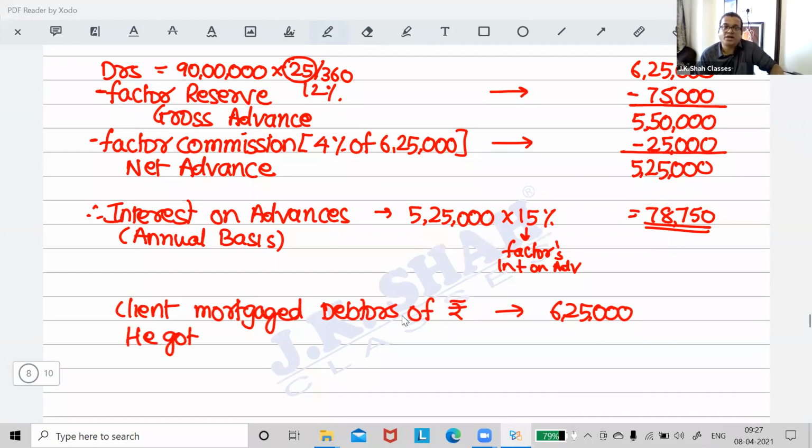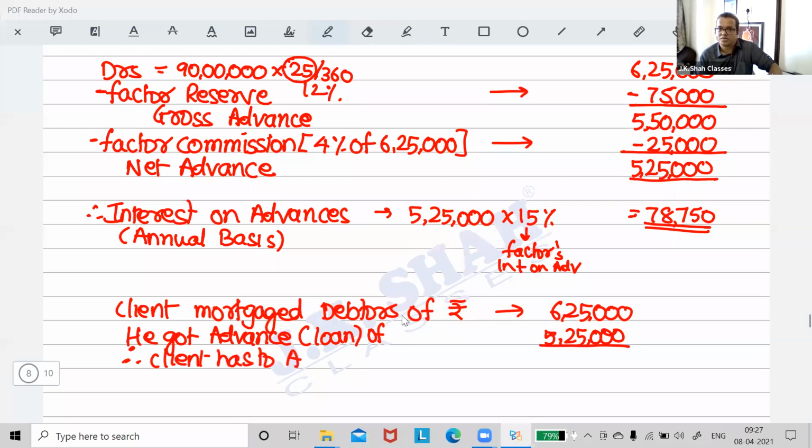He got an advance of how much? Advance means only the loan. You see here, net advance 525. Correct, friends? So therefore, the client has to arrange on his own how much? 1 lakh rupees. He will have to arrange on his own 1 lakh rupees. Right, friends?